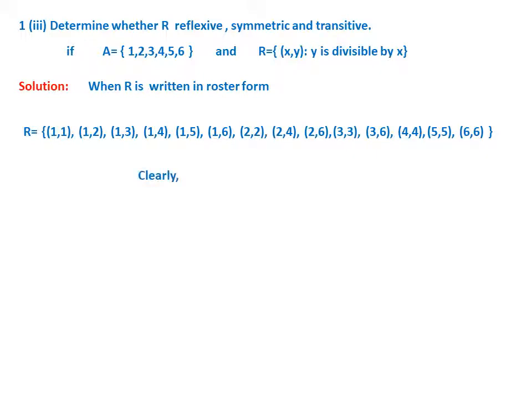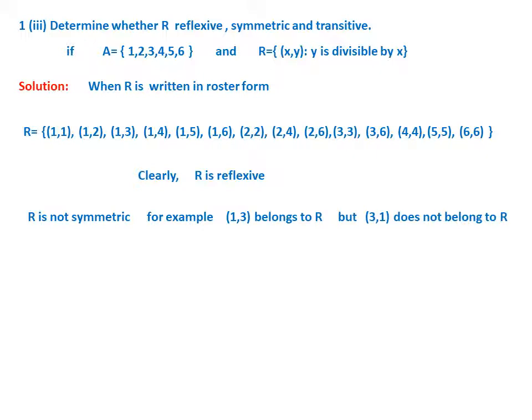Now you yourself can check. So clearly R is reflexive, (1, 1), (2, 2), (3, 3), (4, 4), (5, 5), (6, 6) all are there, so reflexive. R is not symmetric, very clear. For example, you can give one example, (1, 3) belongs to R but (3, 1) does not belong to R. Therefore definitely it is not symmetric, but it is transitive. You can check yourself. So it is not necessary to explain once again. If you take any two elements, it is always satisfying the condition for a transitive relation. So it is reflexive and transitive but not symmetric.